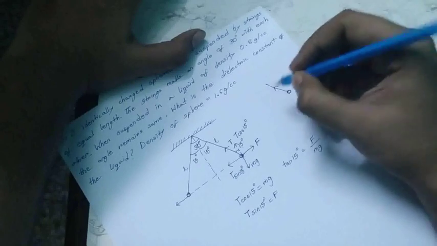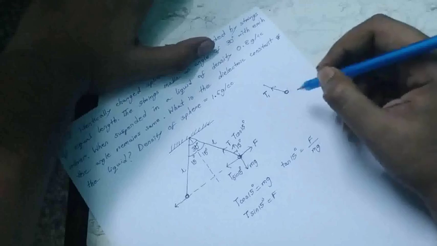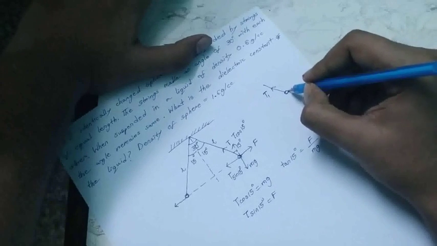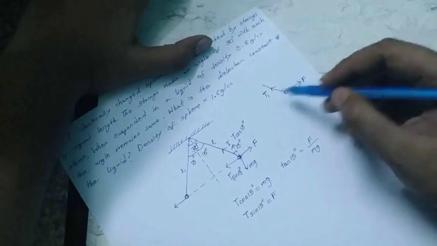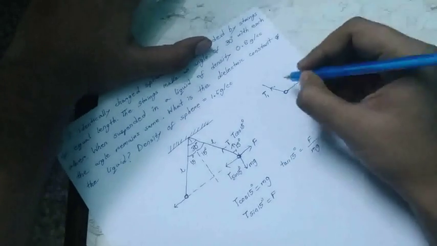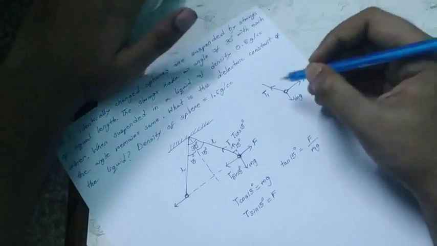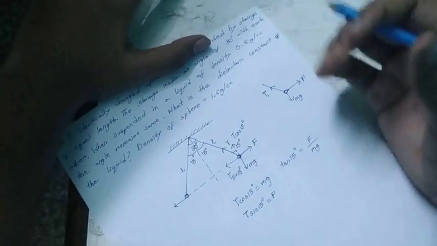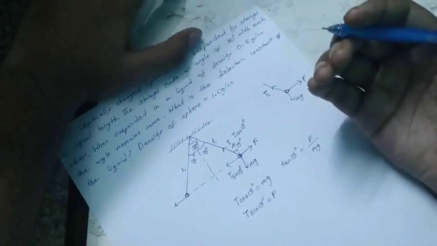Let us consider the string. Suppose the tension in that case is T1, and this is the electrostatic force acting between the two spheres, F. This is the force on this sphere, F. This is mg acting downwards. But since this whole system is immersed in a liquid, there will be a buoyant force or upthrust, which you have come across in class 10, I hope.